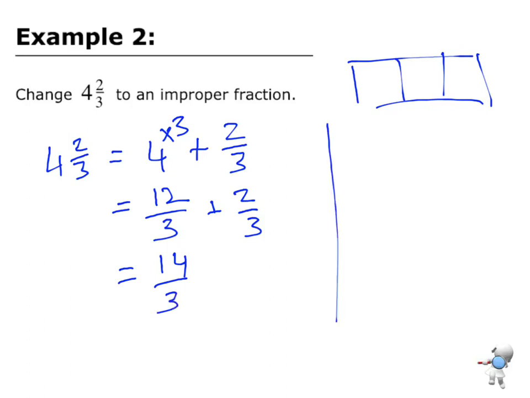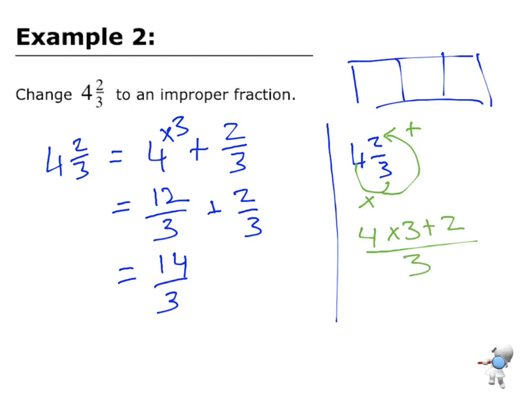Now, once you're comfortable knowing and understanding what this is, one of the shortcut ways to do that is to say, let's do 4 multiplied by 3 and then add 2. So I do 4 times 3 plus 2, all divided by 3, and that gives me the same thing, 14/3. Think about which way you're most comfortable with and use that method.